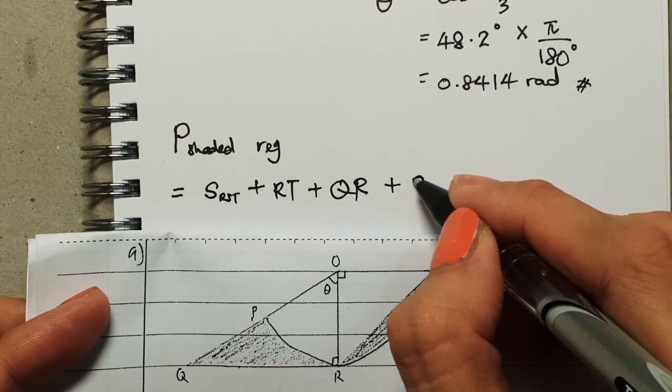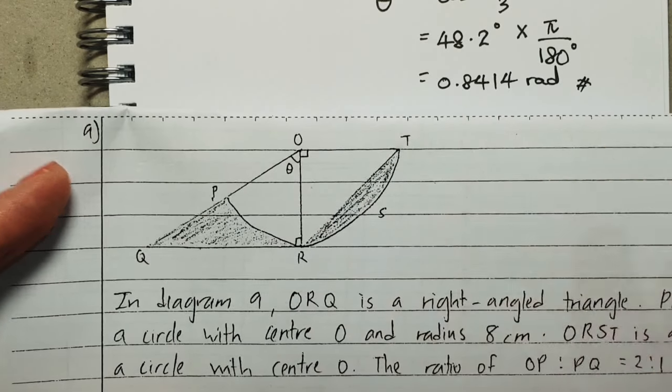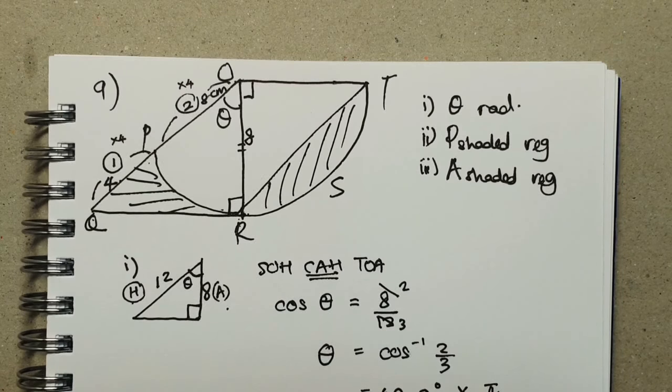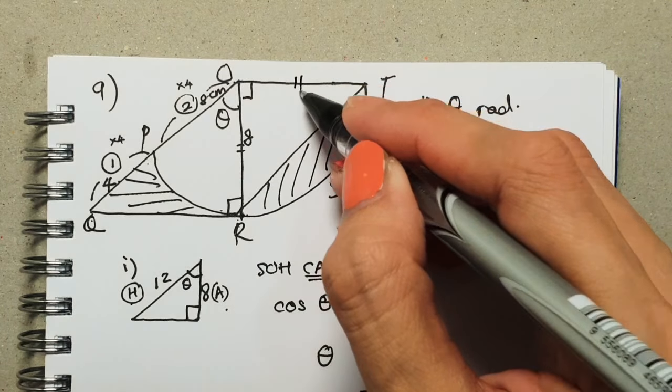Okay, so RT, QR, and PQ are straight lines. But the question is, how do we find this? Now, we do know that if this is 8, this is also 8. Why? Well, because this is a sector, a quadrant. So to find this one, we can use the Pythagoras Theorem. So we can find RT using the Pythagoras Theorem.